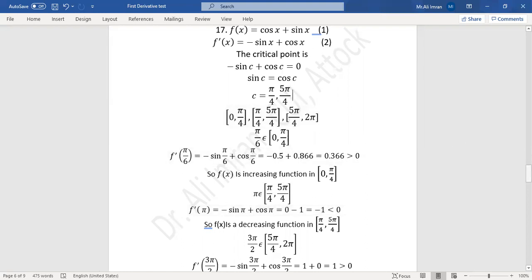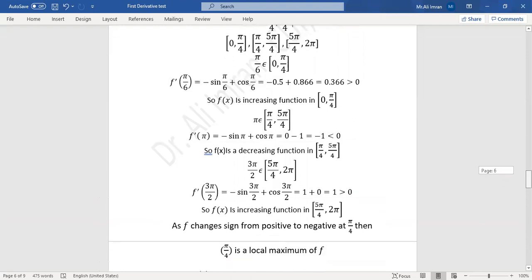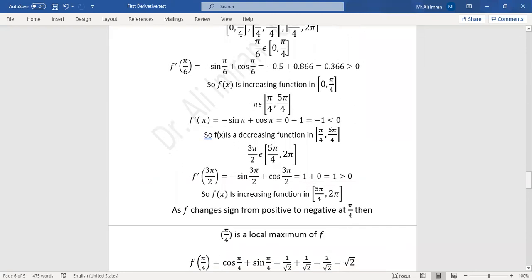Now we will check the behavior of the function in the third interval by taking a test value from it. 3 pi by 2 belongs to the interval 5 pi by 4 to 2 pi, and we put this test value in equation number 2. F prime of 3 pi by 2 is equal to minus sine 3 pi by 2 plus cos 3 pi by 2. Sine 3 pi by 2 is equal to minus 1, and minus minus is plus, and cos 3 pi by 2 is 0, so the derivative has value 1, which is greater than 0. It means the function is increasing in the third interval.